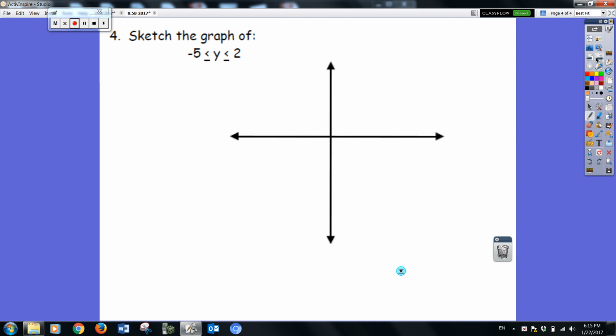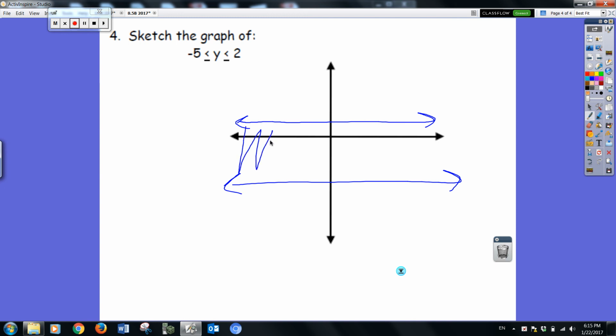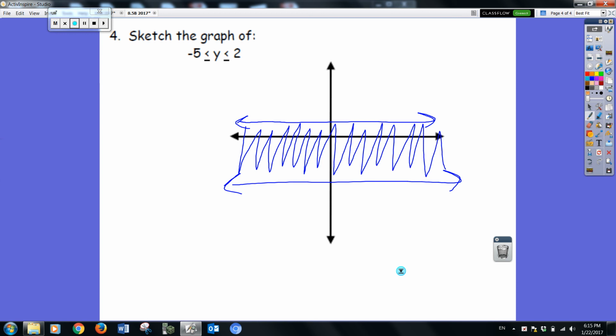So y equals is just a vertical line. So we have a vertical line at 2, a vertical line at -5. y is greater than -5, and y is less than 2. So we shade everything in between. Any of those y values in between -5 and 2 would make that true. 0 is less than 2. 0 is greater than or equal to -5. That would make that true.